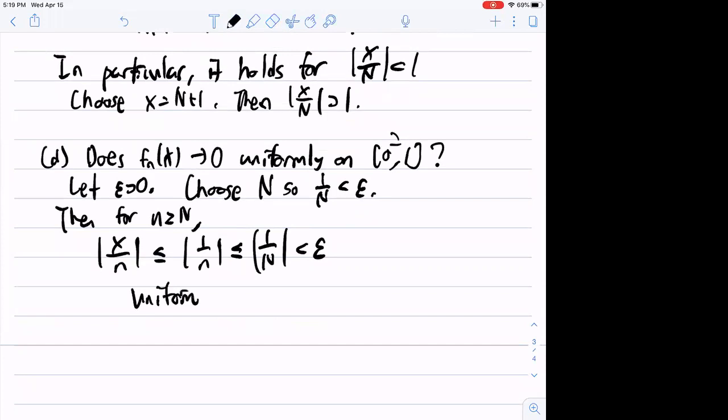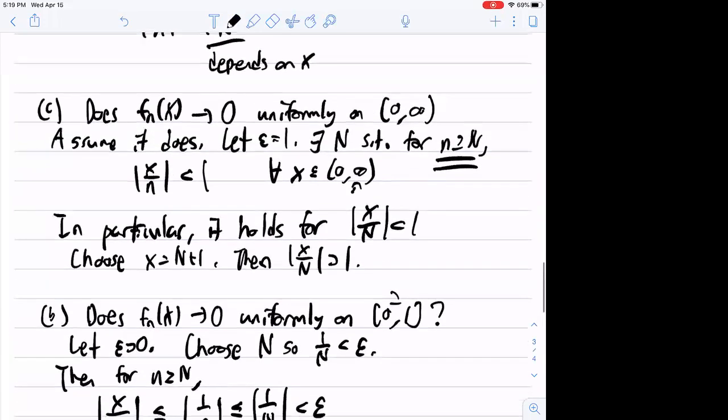And I guess, why did I write D? Maybe it should have been B because I skipped it. I'm not sure, but this one is uniform, and the other one's not uniform. Okay. Any questions so far?